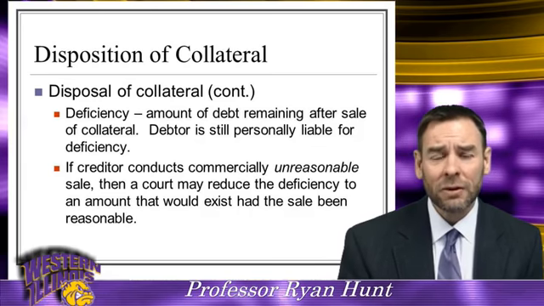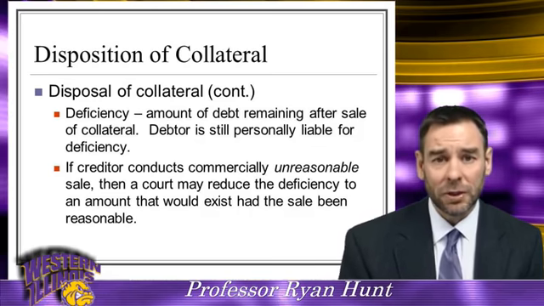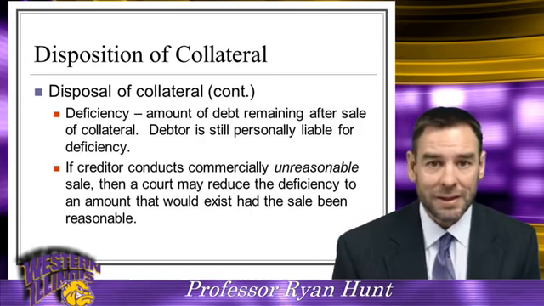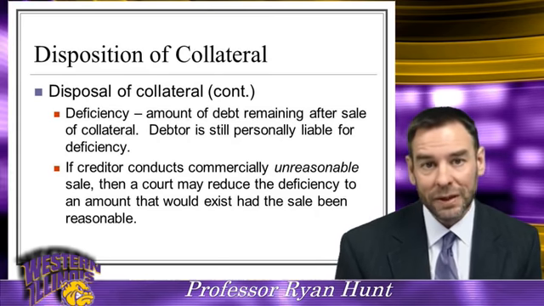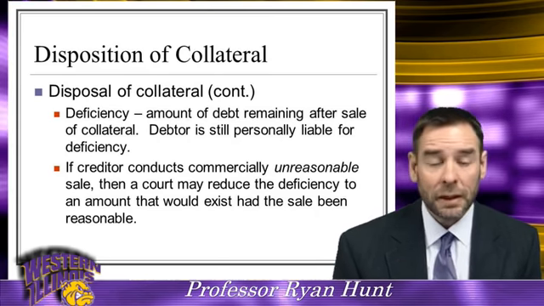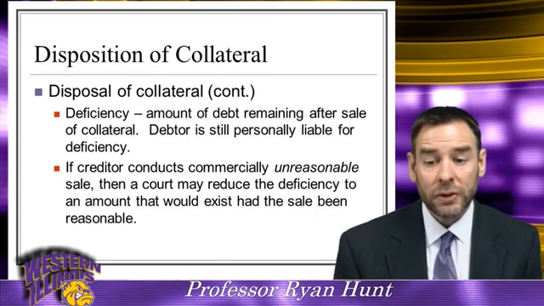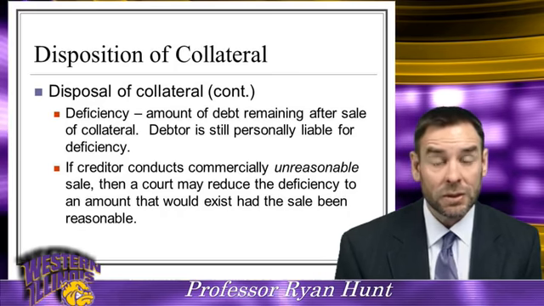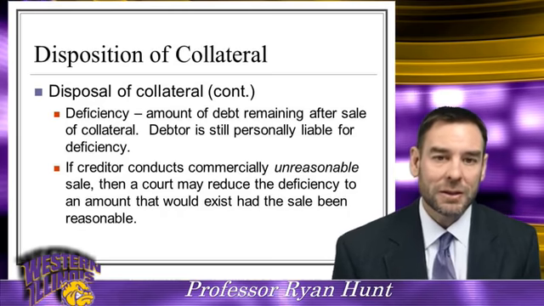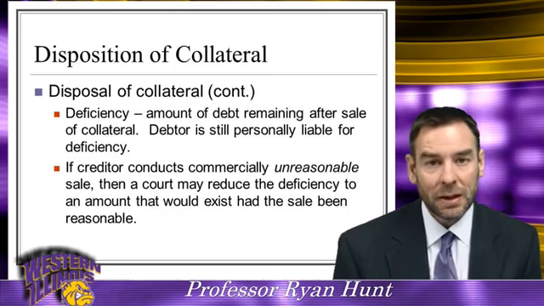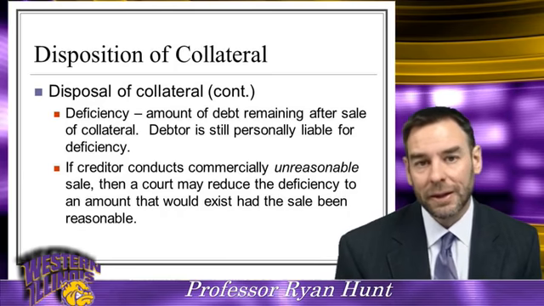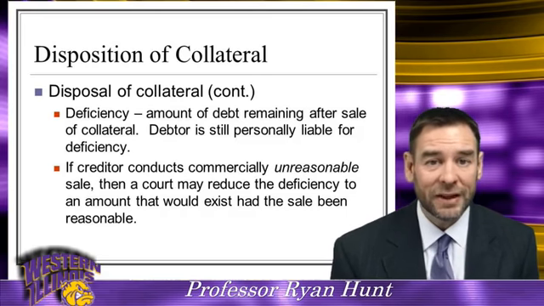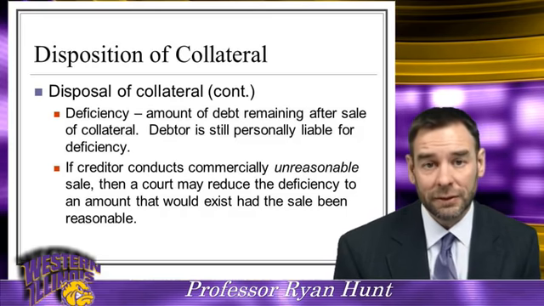So what if the creditor doesn't conduct a commercially reasonable sale? If the creditor conducts a commercially unreasonable sale, again, this is like a sale on the cheap to an insider or relative or something like that, then a court has the discretion to reduce any deficiency amount that would have existed had the sale been reasonable. So what we do here is the judge looks at the sale and says, well, wait a minute. You sold this car or this collateral to your buddy at a big discount. Normally, fair market value of the car would be about $5,000. You sold it to your buddy for $1,000, creditor.